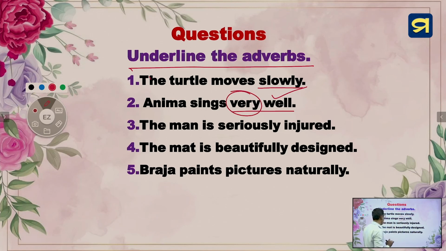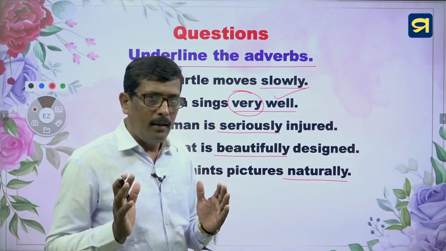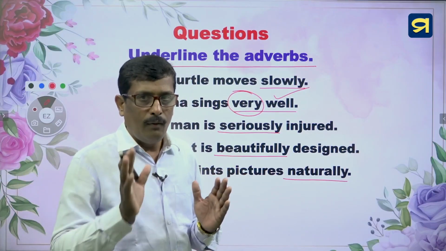Number 3. The man is seriously injured. Which one is the adverb here? Very good. Seriously. Because it modifies the adjective injured. The mat is beautifully designed. Which word is the adverb? Very good. Beautifully. Brother paints pictures naturally. Which one is the adverb here? Very good. Naturally. Okay, dear students, have you understood verbs and adverbs today? Very good.